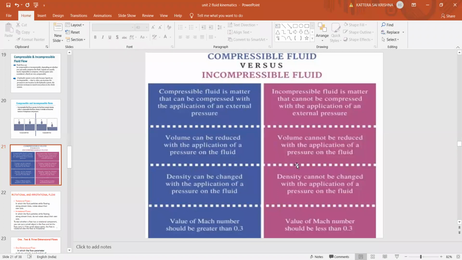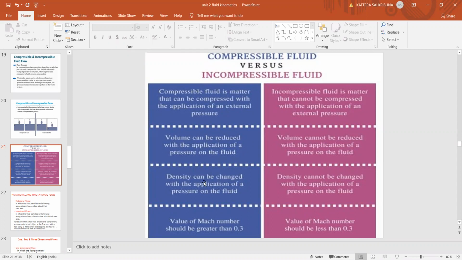Okay. So these are the main points to be remembered for the differences between compressible and incompressible fluids. We need to write these 4 points. The first point: the fluid which is compressible is called compressible fluid; in incompressible, the fluid which cannot be compressed is called incompressible fluid. Next, volume: volume will be reduced in compressible, and volume doesn't reduce in incompressible.